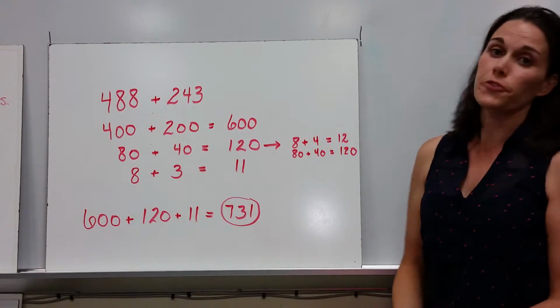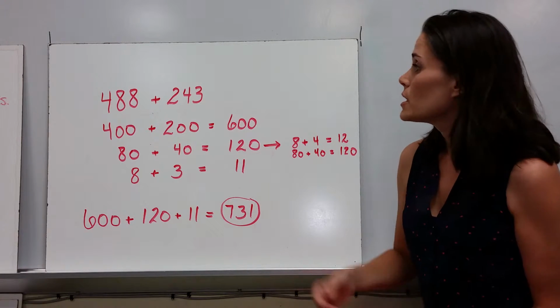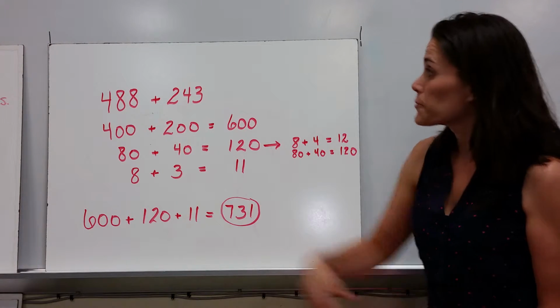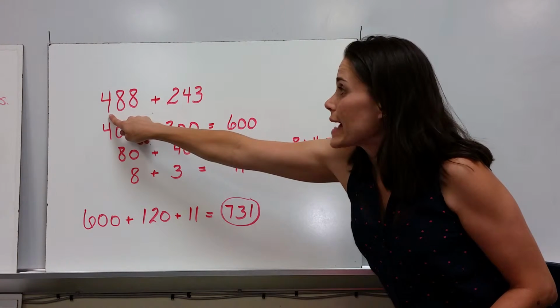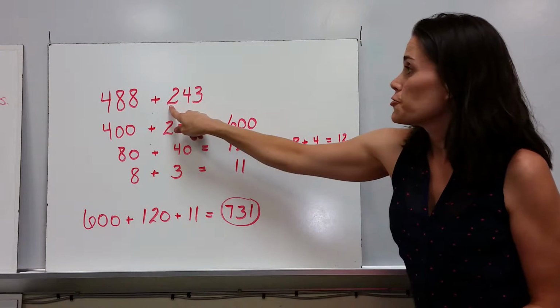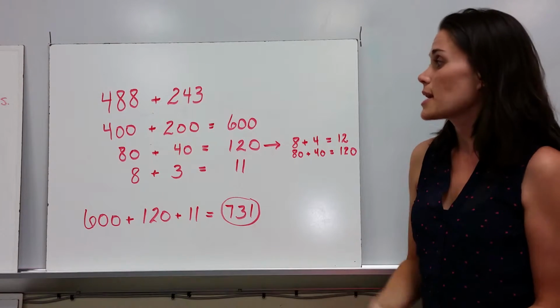488 plus 243 is the equation that we are doing for this word problem. We're going to first start with the hundreds place since we're doing this by place value. The 4 in 488 is actually worth 400 because it's in the hundreds place. The 2 in 243 is worth 200. 400 plus 200 is 600.